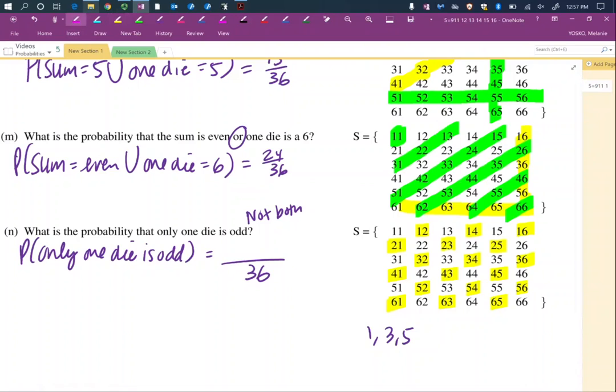Okay, so let's count them. 1, 2, 3, 4, 5, 6, 7, 8, 9, 10, 11, 12, 13, 14, 15, 16, 17, 18. And the cool thing about dice, the reason I like to do problems with dice, is you can see every single element in the sample space. So you can draw it out and you can actually circle them and touch them and play with them. And it's really easy to see what's included and what's not.